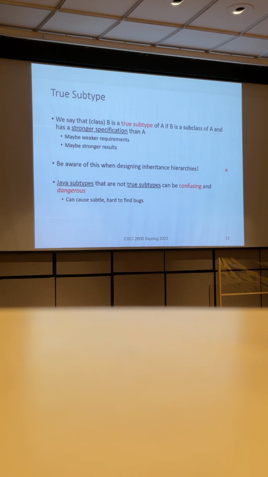So the recommendation, and the reason why we're talking about this kind of abstract definition of a true subtype, is that while the language itself, Java, is not going to stop you from creating subtypes that are not true subtypes, you should always strive to avoid this. You should always try making your Java subtypes true subtypes.